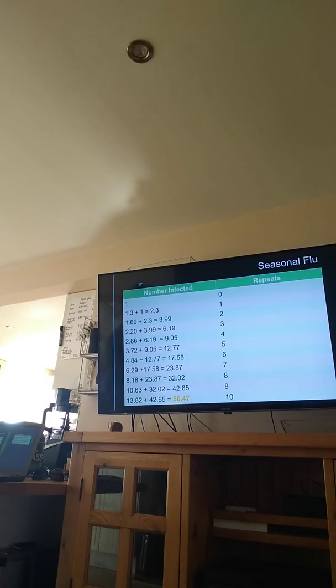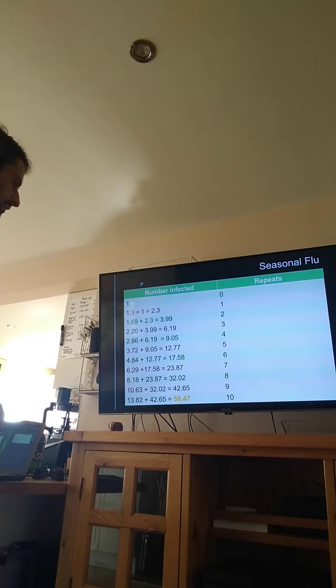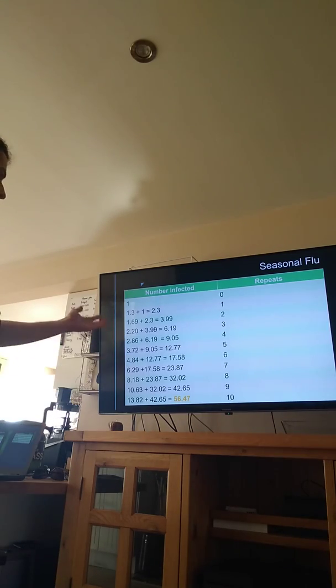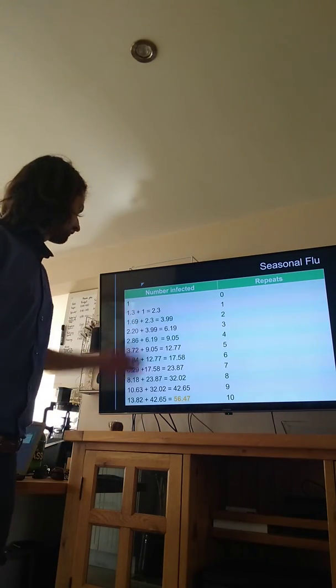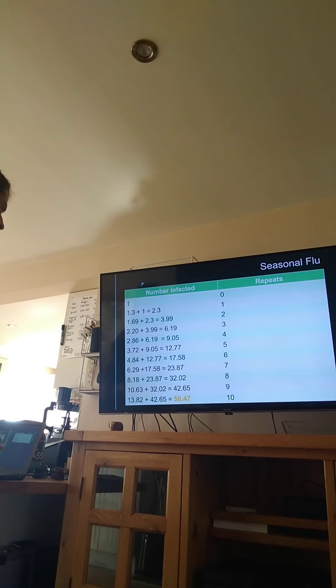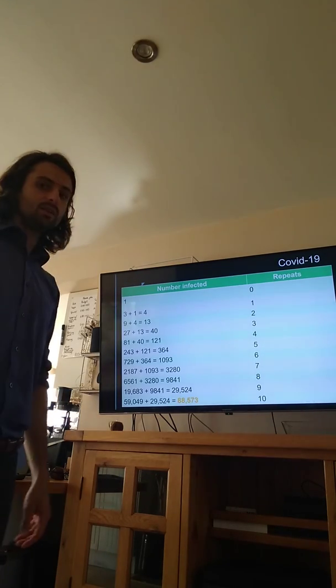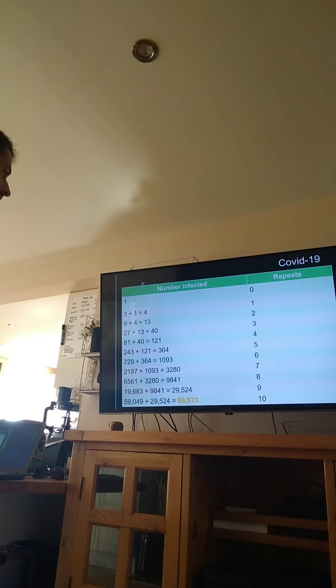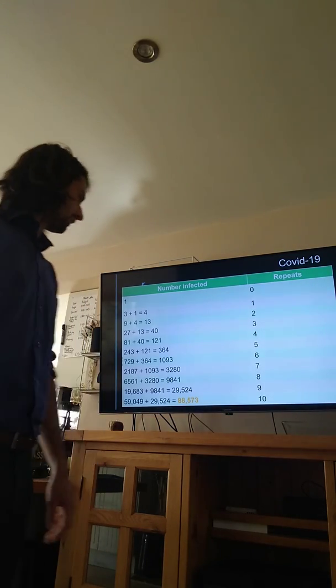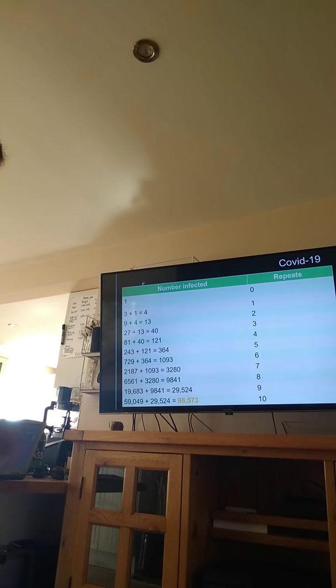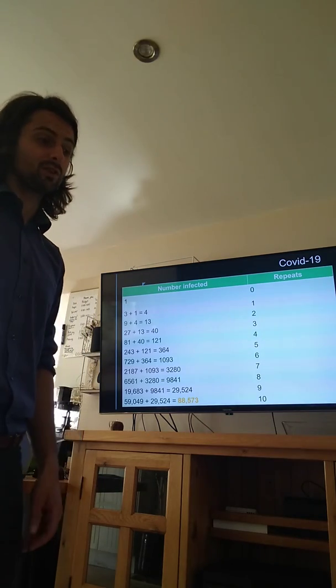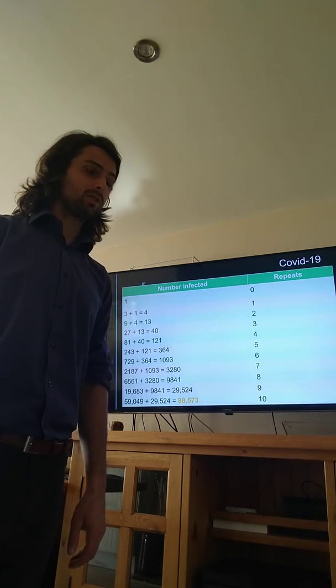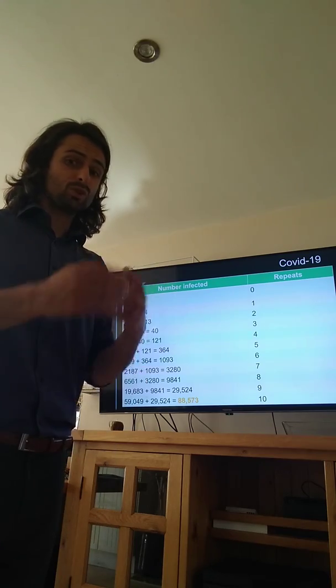So more accurate numbers for people who will get infected would be about 56, 57 people with the seasonal flu, assuming that each person infects 1.3 people. And with COVID-19, after 10 repeats, you're probably looking at about 88,573 people infected. So that just shows how highly infectious COVID-19 is and how important it is for us to take these distancing measures to ensure that we're not spreading the disease.